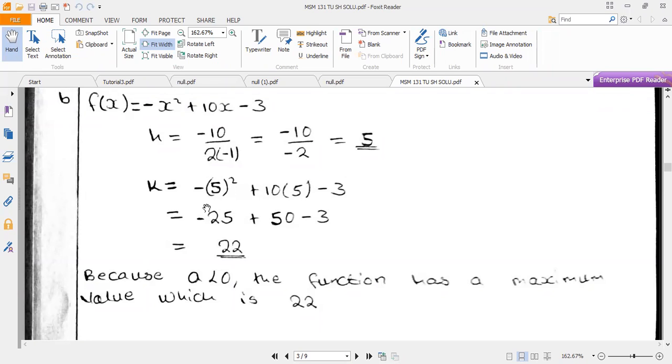But then because this function has an a which is less than 0, the function has a maximum value. So since a is less than 0, it has a maximum value, and the maximum value is 22.